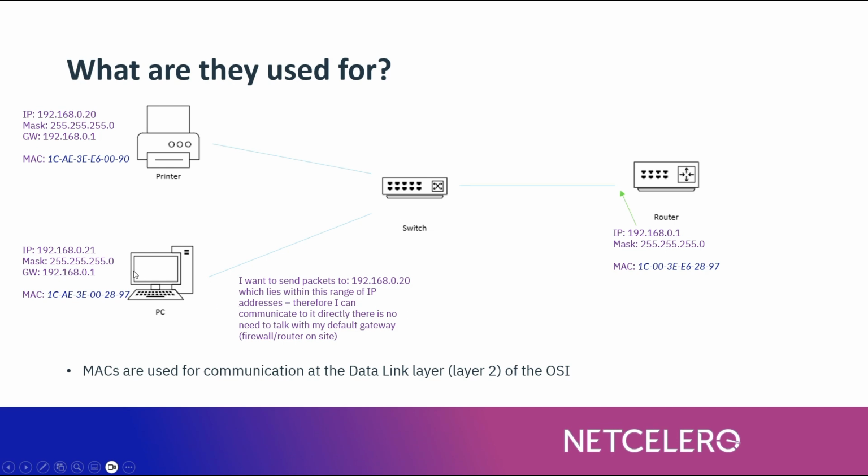So this PC wants to send a packet to .20, which lies within the range of IP addresses. Therefore, it can communicate directly with the printer. It doesn't need to talk with the router.